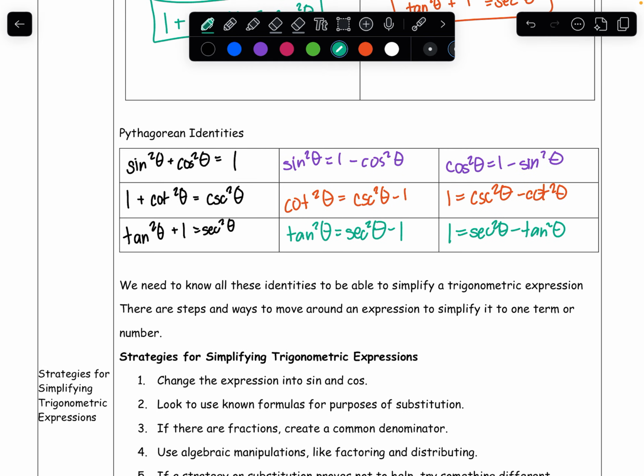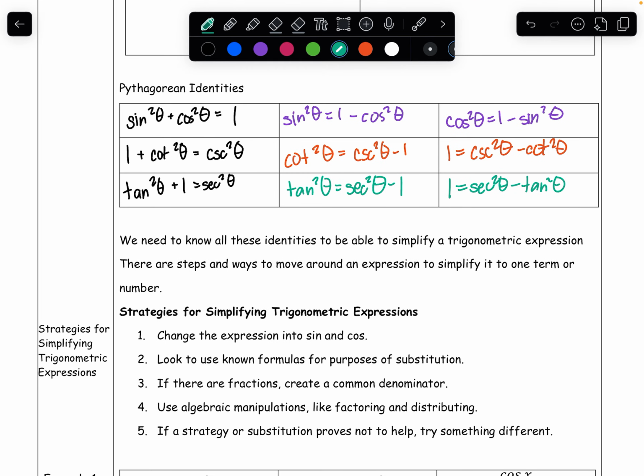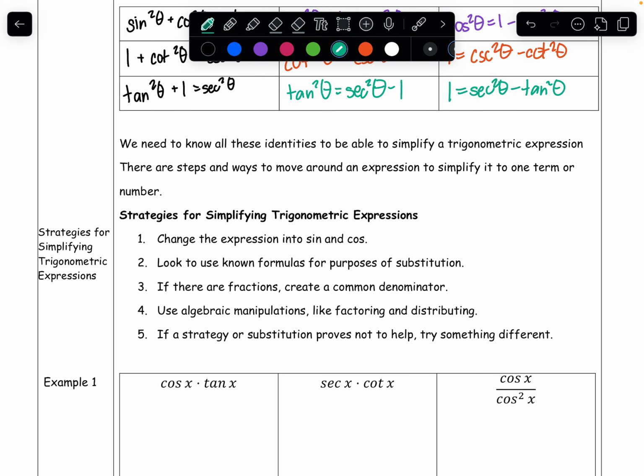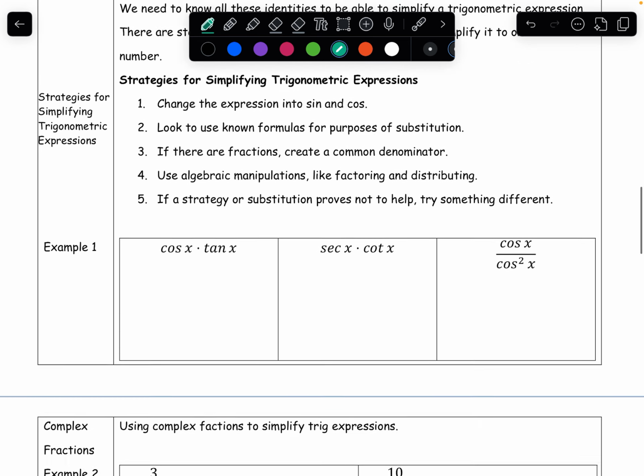The whole reason we need to do this is we are going to be simplifying a trigonometric expression. Now, there's a bunch of ways that you can do it. You can choose to just change the expression into sines and cosines. You can look for formulas to substitute in. If you have fractions, find a common denominator. You can use algebraic manipulations like factoring and distribution. And then sometimes you're going to have to just restart the whole problem, and that's why we use pencil so much in math. So this is what we do.